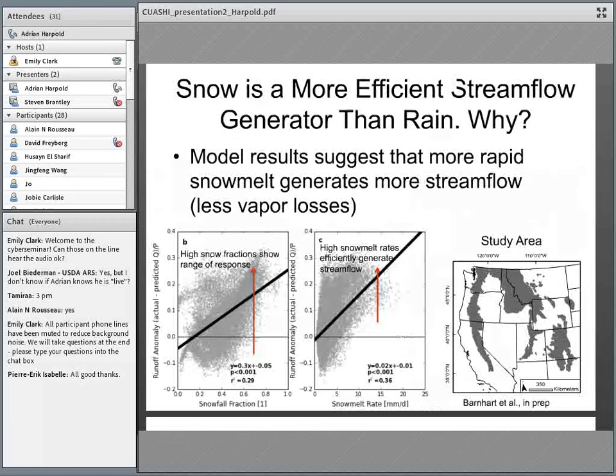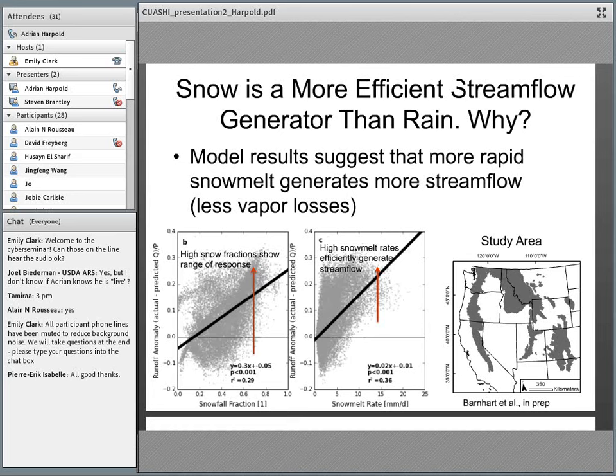We've also used a variable infiltration capacity model, or the VIC model. So this is some work by Theo Barnhart that we're putting together that's showing basically reproducing the Berghuis data on the left-hand panel. So this is the runoff anomaly from the Budyko relationship as a function of snowfall fraction. So we see that positive relationship, more snow, more efficient runoff generation.